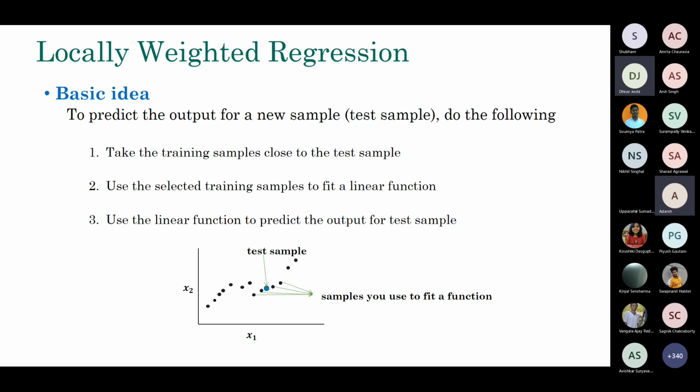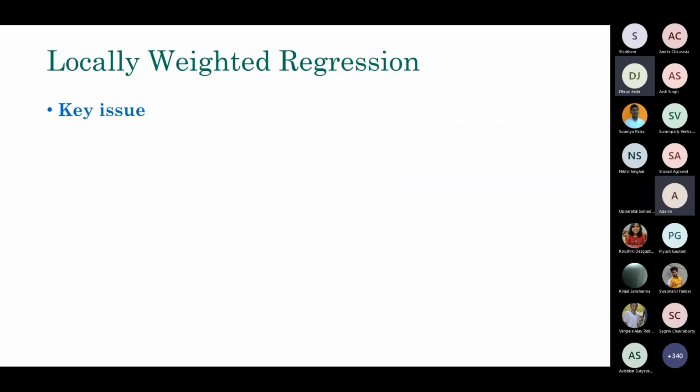Okay. Any other question? All right. So what are the key issues in locally weighted regression? The key issue is, number one, how to select the samples close to the test sample, because these are the samples which are going to determine everything for you. So how to select them?